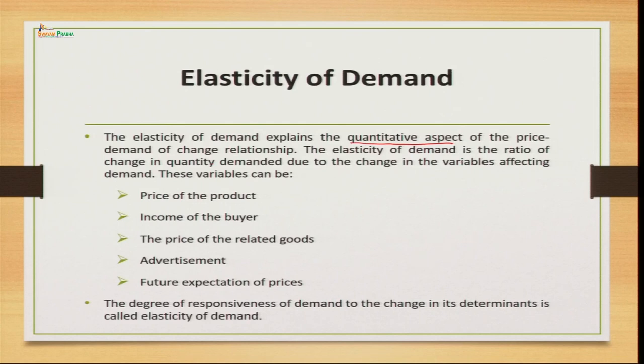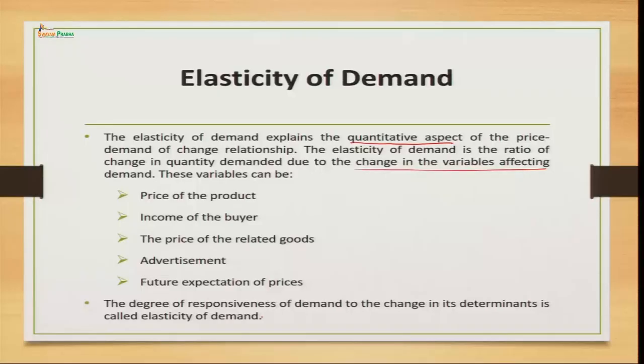The elasticity of demand is the ratio of change in the quantity demanded due to the change in the variables affecting the demand. So, very simple, we can define elasticity of demand. That means what change has been taken place in the quantity demanded due to the change in factors affecting the demand, right? It can be the price also, it can be the income also, it can be the price of related goods also, it can be the taste and preference also, it can be the advertisement of that commodity.